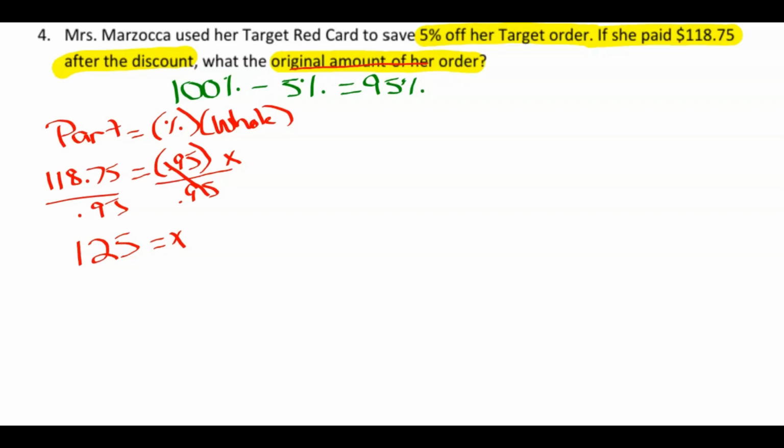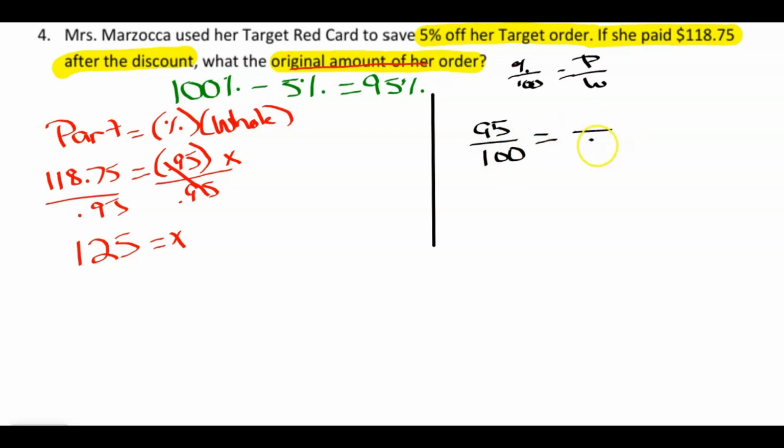Now I do want to go back and just show you this as a percent proportion, just so you can see it, because I know a lot of us are just used to that. So let's go ahead and show that. I start by writing the formula, and then since it's 5% off, I realize I'm paying 95% of the tab. I don't know what the whole price is, so that W is still going to be a variable, but we still have that 118.75, which is representative of the 5% off, aka the 95. And that's when you go ahead and cross multiply.